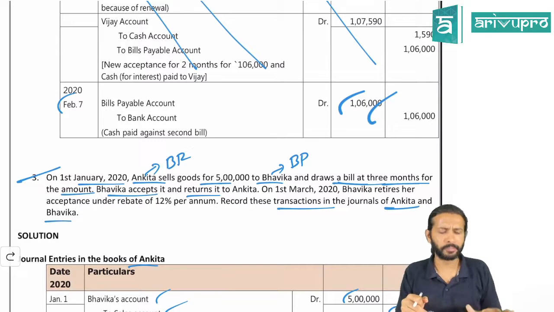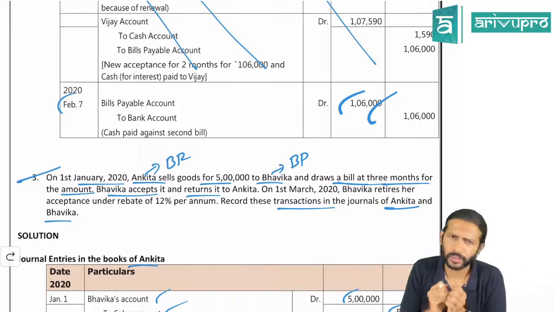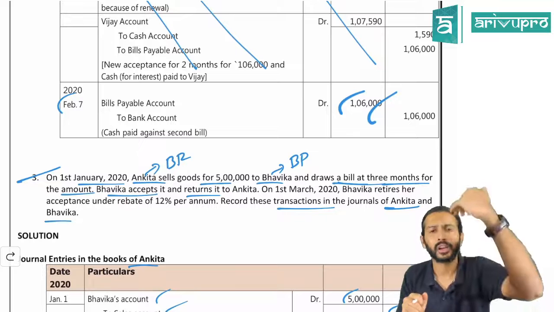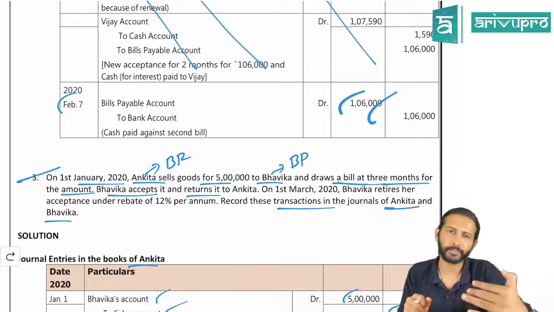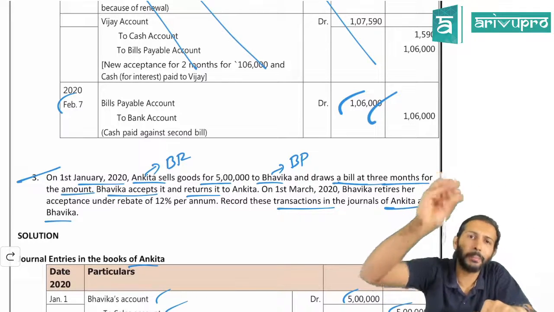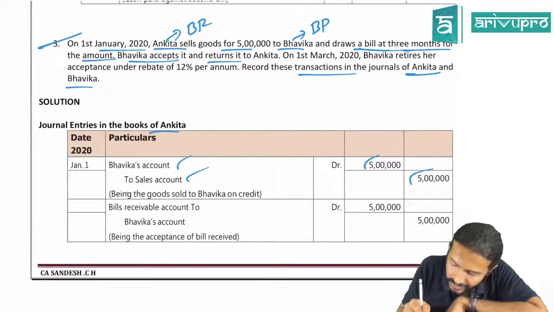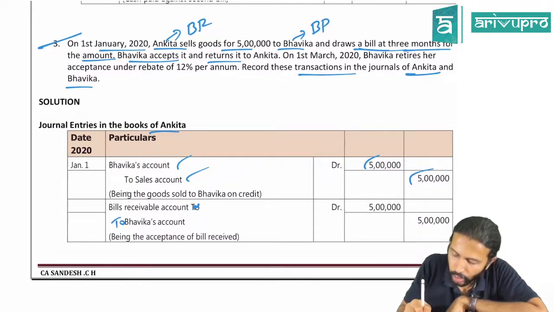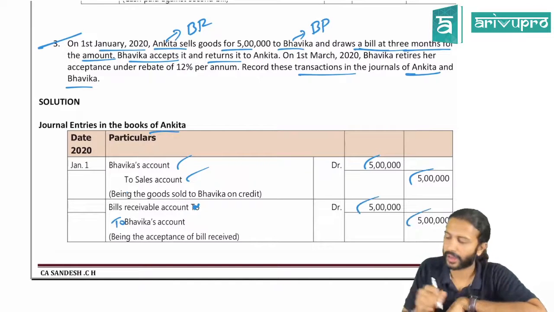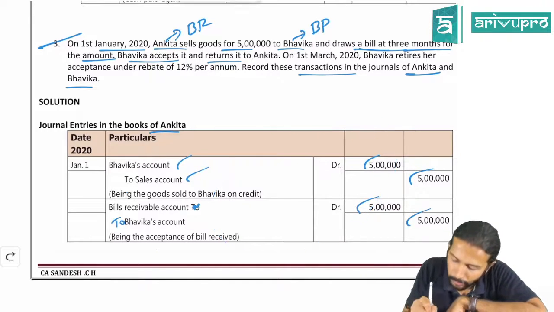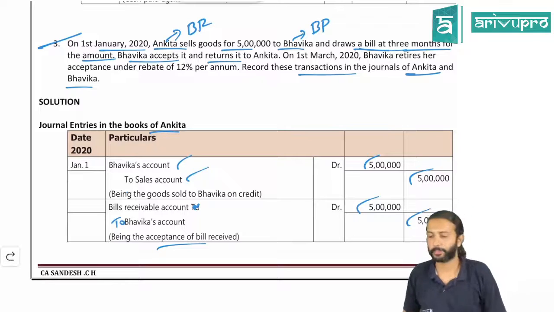What is the journal entry? If Bhavika had paid us cash, then the journal entry we would have passed is cash account debit to Bhavika. Instead of cash, we got a bill. So instead of debiting cash, what will I debit? Perfect. I'll debit bill receivable account debit to Bhavika account 5 lakh, 5 lakh. That is the second journal entry. This is the journal entry for bill received.